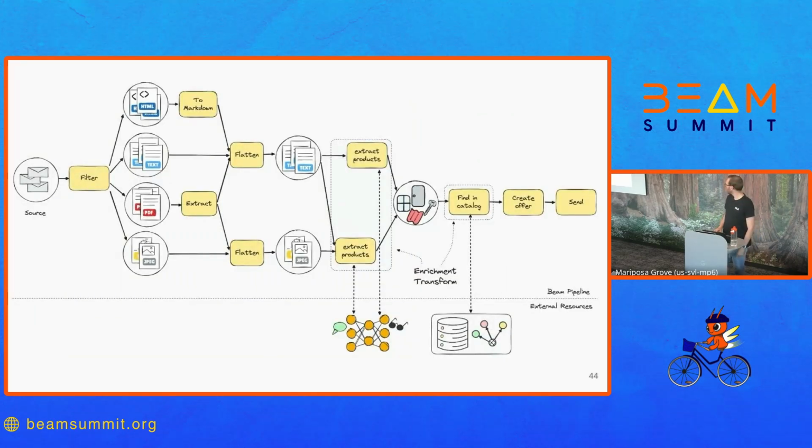So again, we have this pipeline, which goes from having these emails, and at the end, we send something out. And we have two of these calls using the enrichment transformation, once to a multimodal LLM, and the other one for a database. But both of them, in essence, are just API calls to some other resource, right?